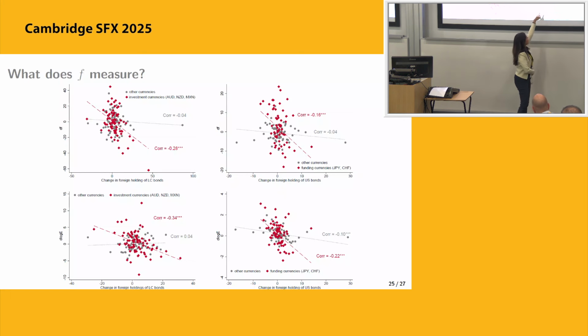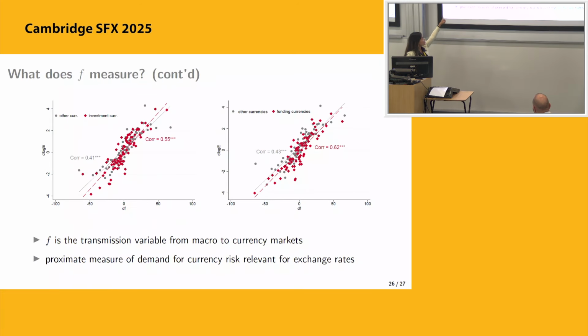In the funding currencies, it's the investors in those currencies who borrow to invest in dollars, and they want to hedge that dollar risk. So that's exactly the correlation that you would expect. Finally, last word: the exchange rate correlates only very weakly with capital flow, whereas with F, it correlates with the exchange rate for all currencies, and the correlation is very strong.